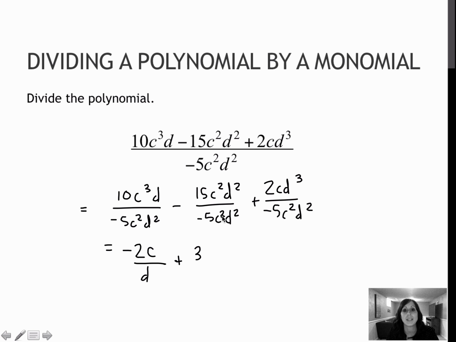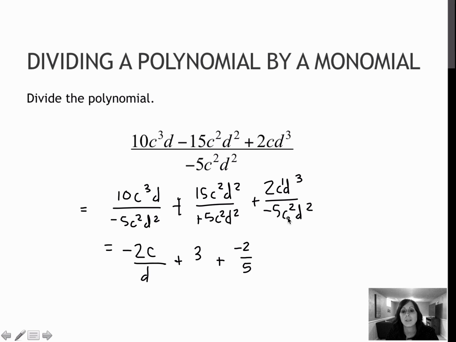2 minus 2 is c to the 0, that goes away. 2 minus 2 is d to the 0, that goes away. So it's just 3. That's positive because of my negative and a negative. My last term, 2 divided by negative 5 is negative 2/5. So I could have written that as minus 2/5 or negative plus negative 2/5 as I did.